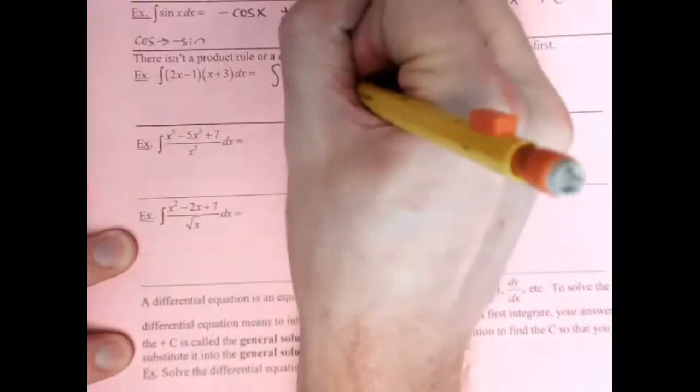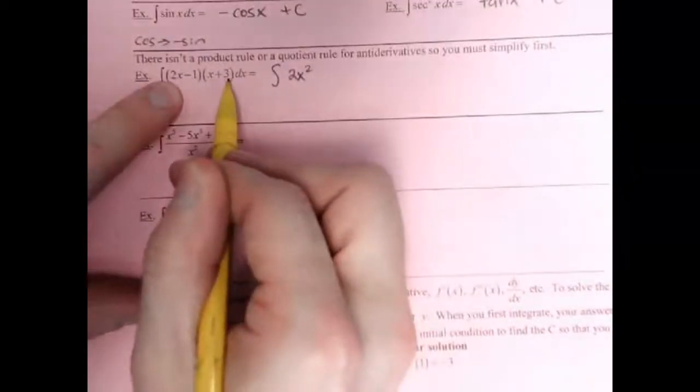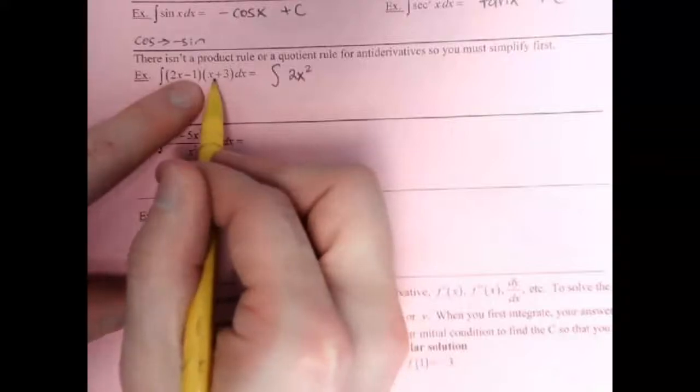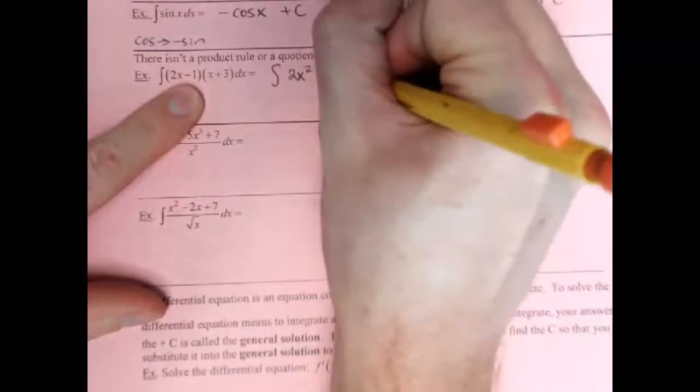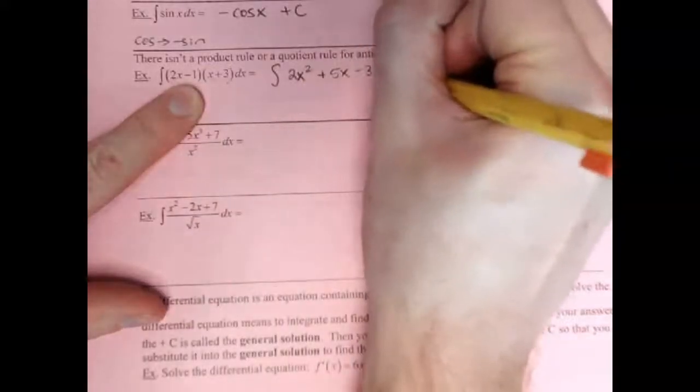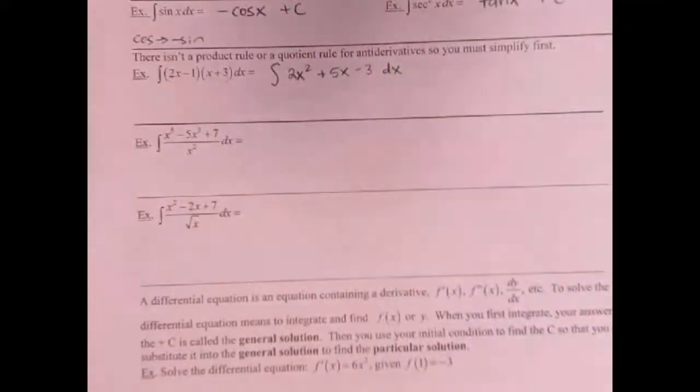If you did, I believe you would have a 2x squared. Then you'd have a plus 6x minus 1x. So plus 6 minus 1, that's going to give you a plus 5x. And then we're going to have a minus 3 for the constant. So I haven't done any calculus. I just algebraically FOILed that thing out. I multiplied it. And now I can see I've got a polynomial. So now I can just integrate it, no problem.